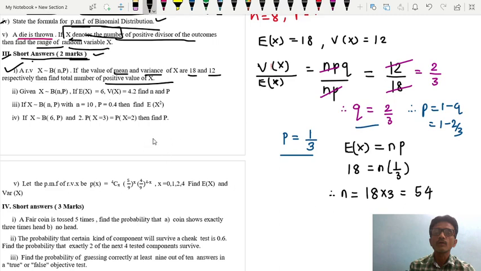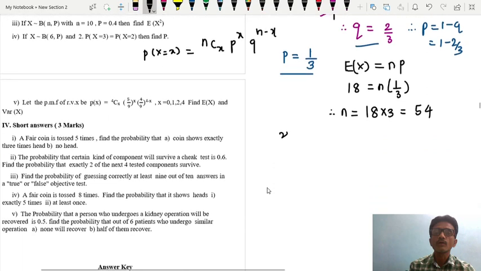Now actually P of x is equal to nCx p raised to power x, q raised to power n minus x. Here x is taking values 0, 1, 2 up to n. n is 54.